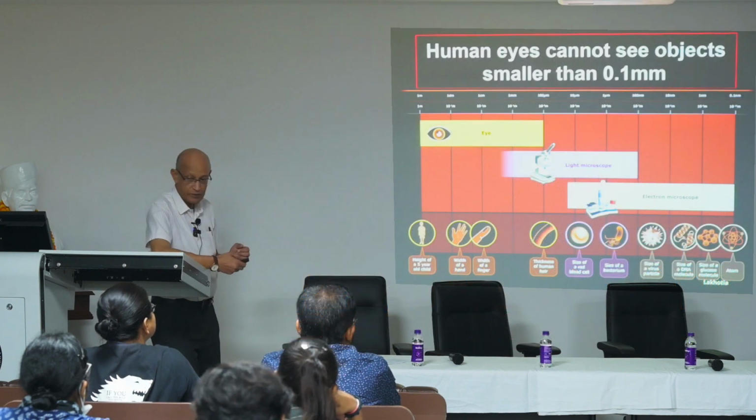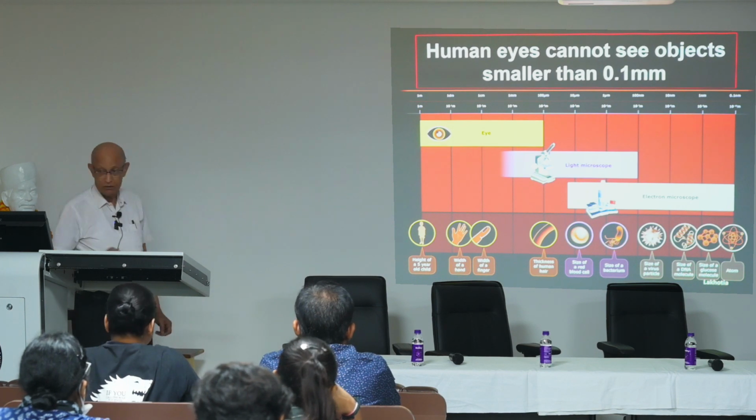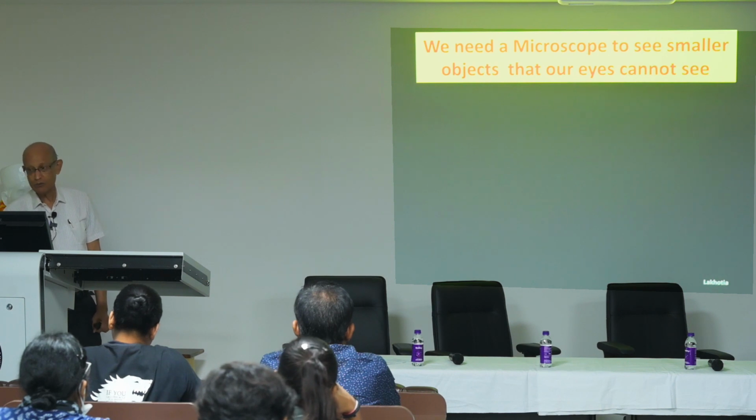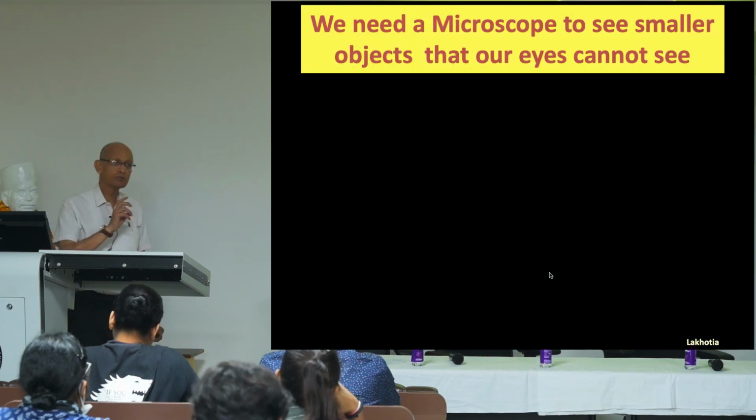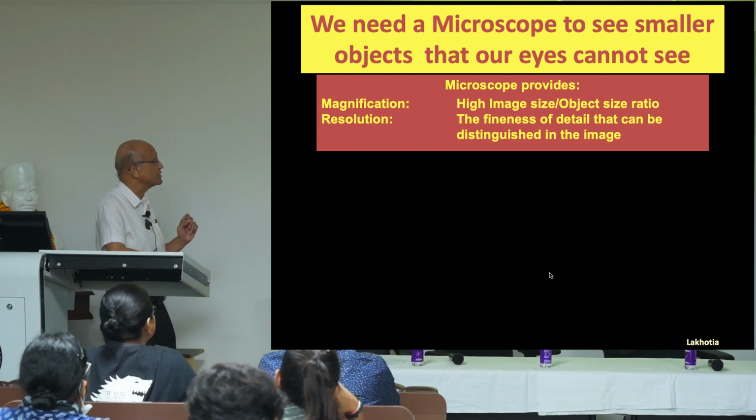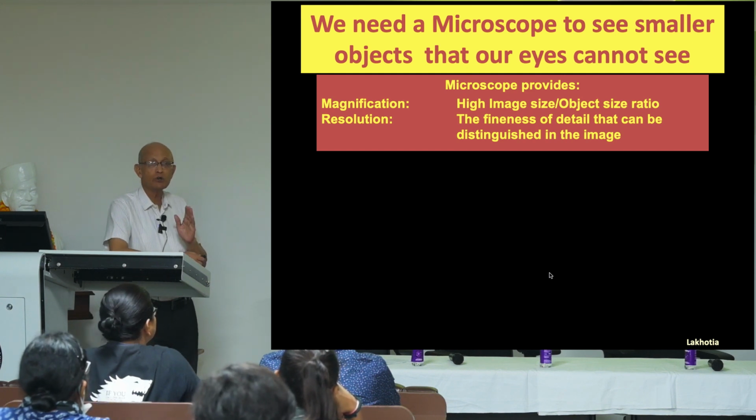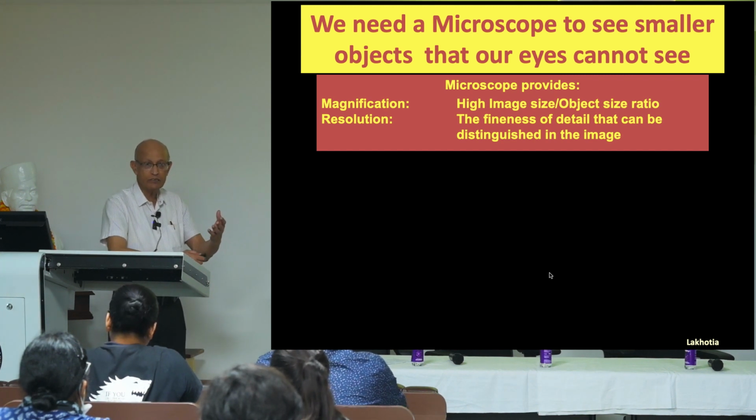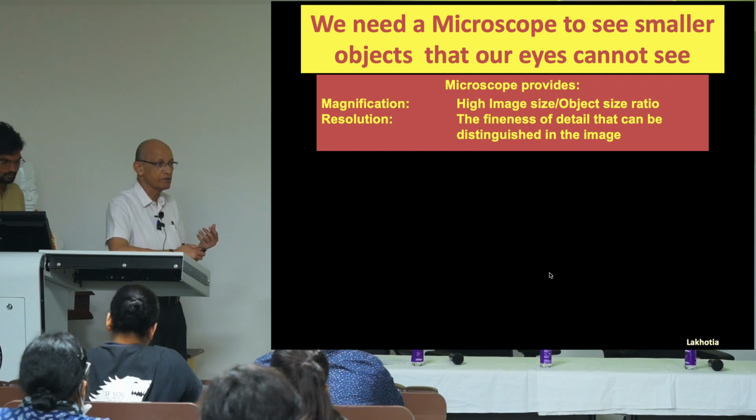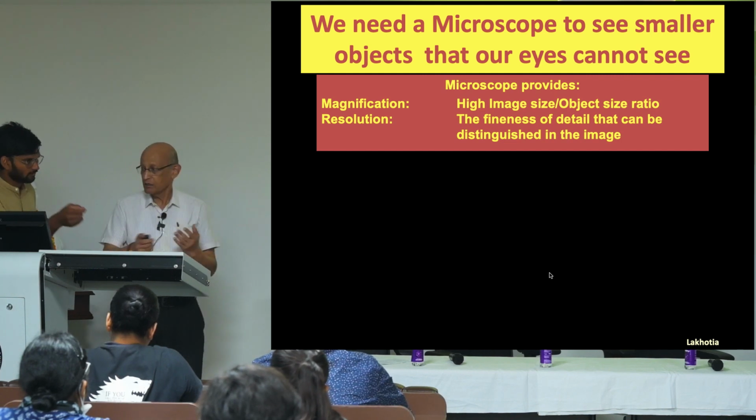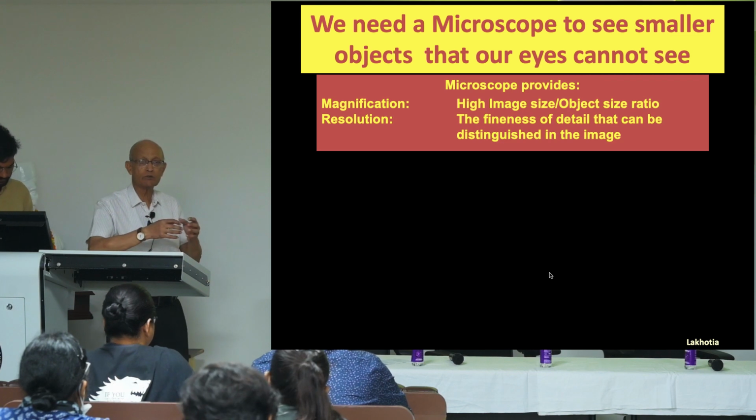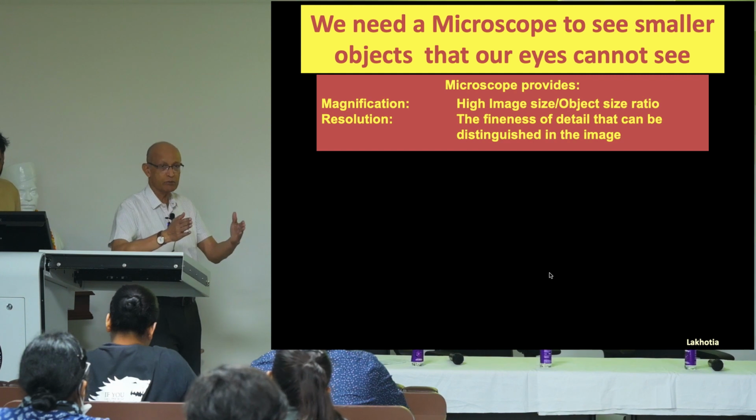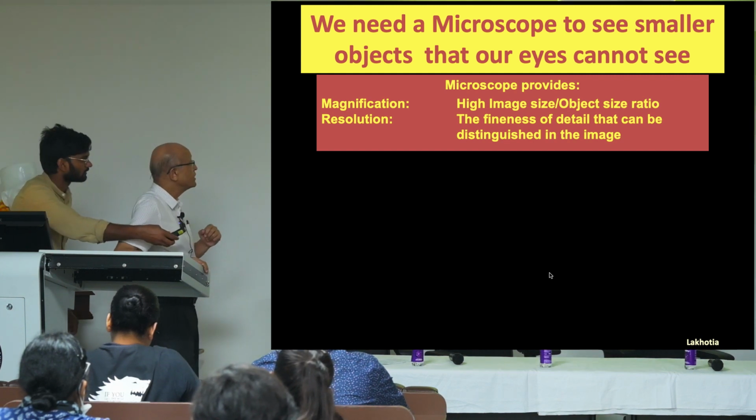And why do we do that? We need a microscope to see smaller objects, and a microscope provides two important functions. One is magnification, that is, a high image size to object ratio. The object is small, but the image that we generate is larger than that, and that's what we call magnification. The ratio between the image size and the object size is the degree of magnification, how much magnified it is. 1x is the same size, 2x means twice, and so on and so forth.